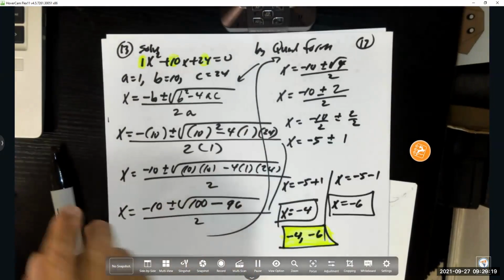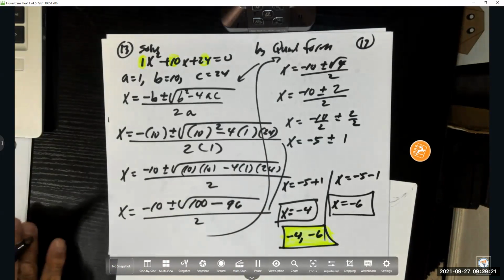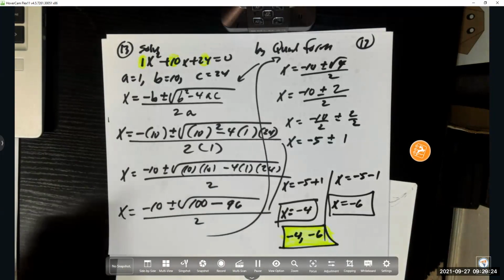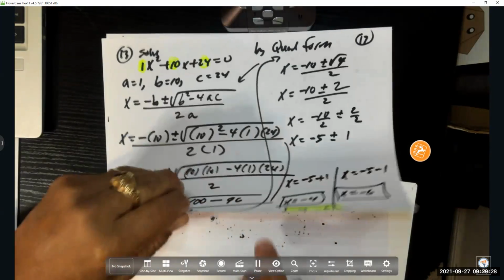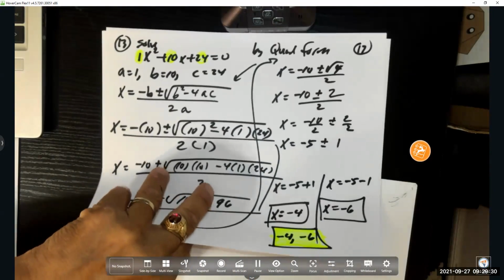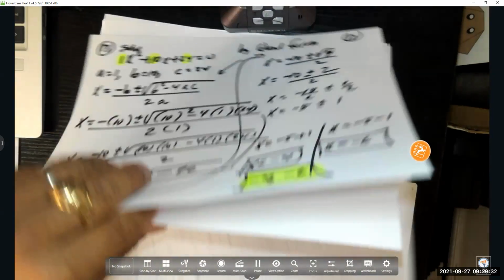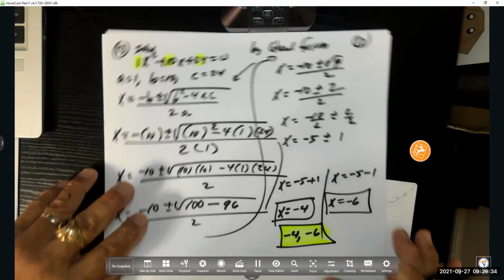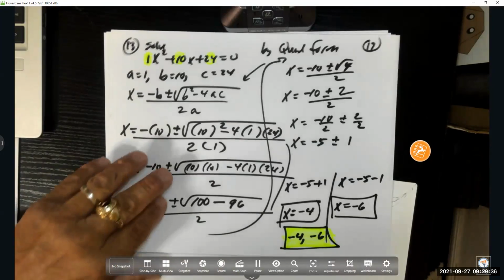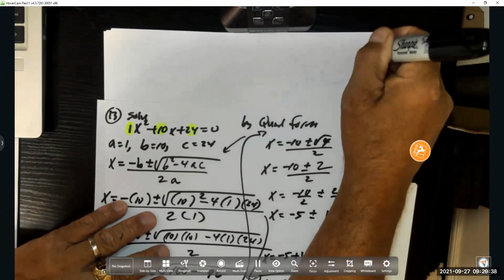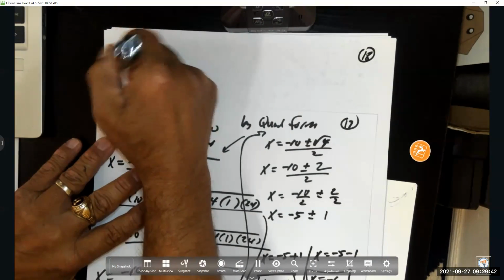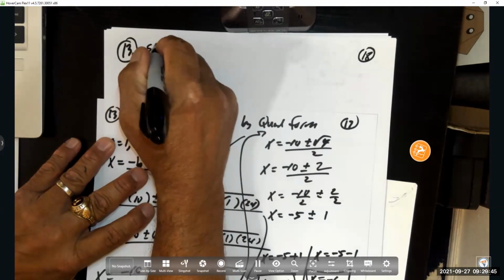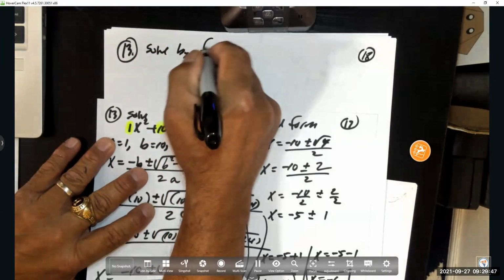Let me do one more like this one. Same thing. I'm just going to do it first the easy way, then we'll do it the long quadratic formula way. Let's go to 18. We'll do the easy one first. Number 18 is going to say solve by the easy way, factoring.